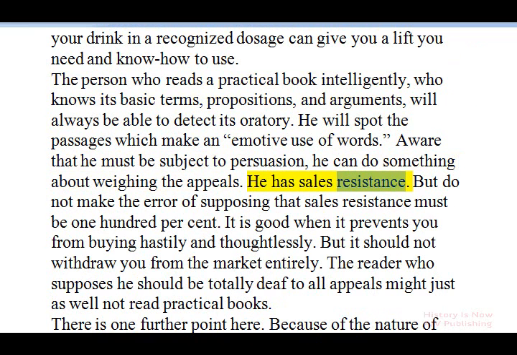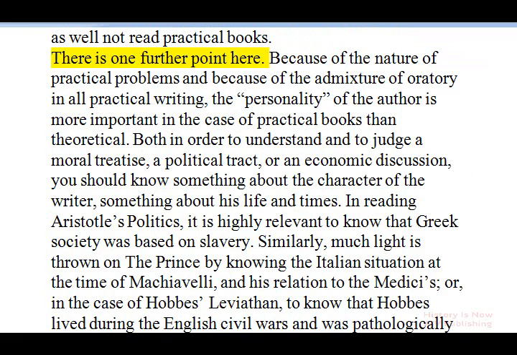He has sales resistance. But do not make the error of supposing that sales resistance must be 100%. It is good when it prevents you from buying hastily and thoughtlessly. But it should not withdraw you from the market entirely. The reader who supposes he should be totally deaf to all appeals might just as well not read practical books. There is one further point here.